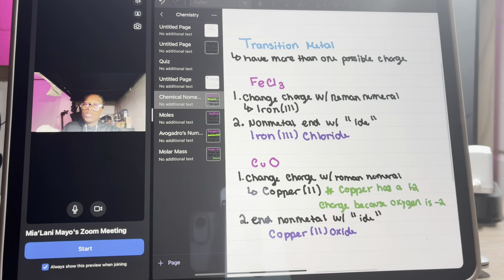Next, I have CuO. First, you change the charge into a Roman numeral, so copper would be 2, because copper has a +2 charge since oxygen has -2. Then you would give the non-metal the "ide" at the end, giving this copper(II) oxide.